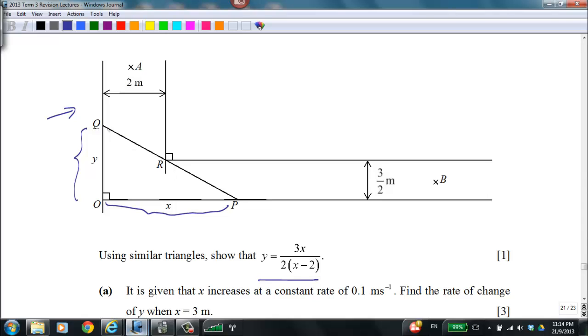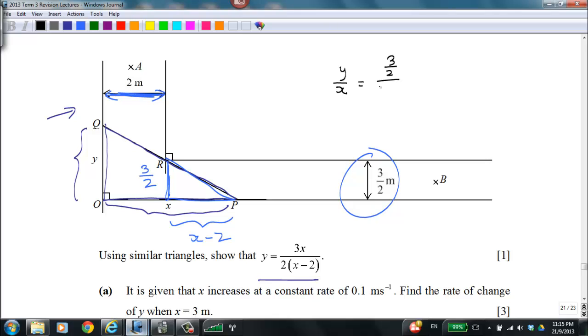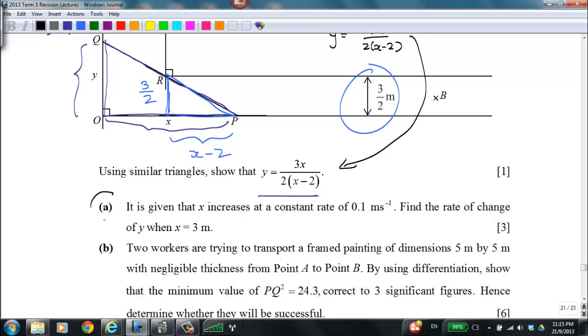So by looking at the triangle QPO and this particular triangle here, why this triangle is being chosen is because I know that this length here is 3/2. And this particular length here, since this length here is 2, I know that this length will be x minus 2. So using all this information, by using similar triangles, what we will have is y over x, for the big triangle, equals 3/2 over x minus 2. This one is for the small triangle. So just by tidying up the equation that you form a bit, you will be able to get what the answer requires from you.